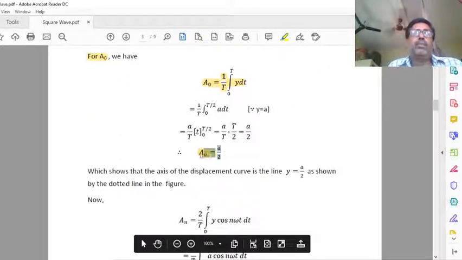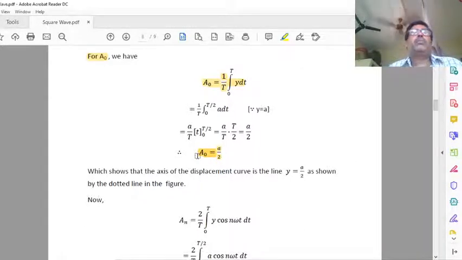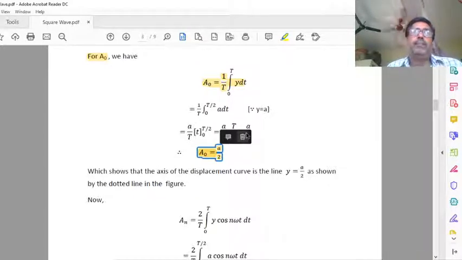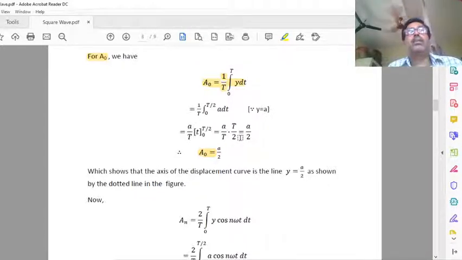Here, what is the importance of A0? As I told you earlier, we need three coefficients, A0, AN and Bn, and each coefficient has its own importance. For example, when we get A0 as A by 2, it means the coordinate axis which we had chosen at the lowest point is wrong.